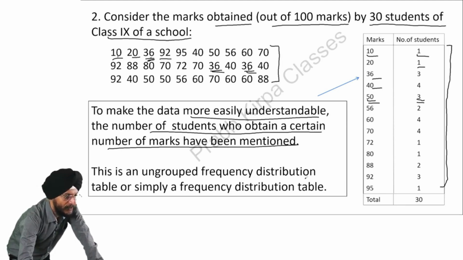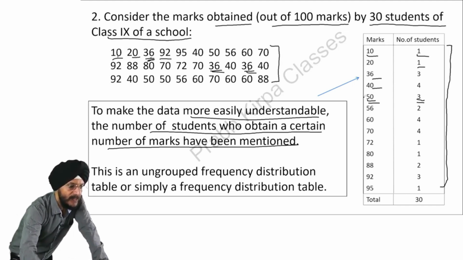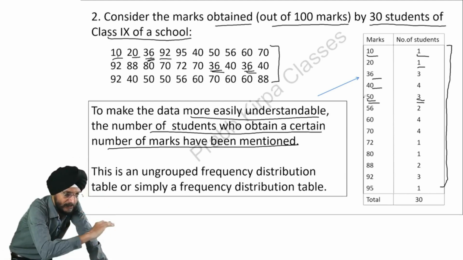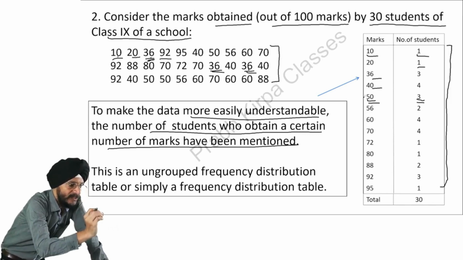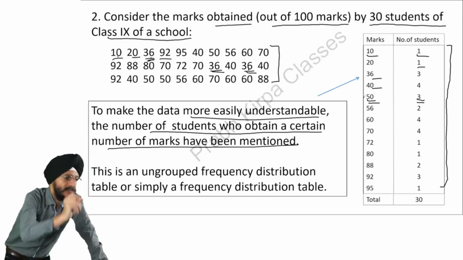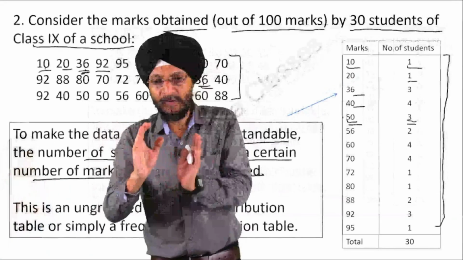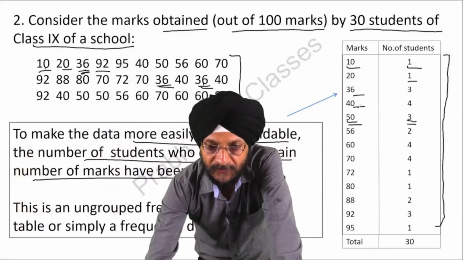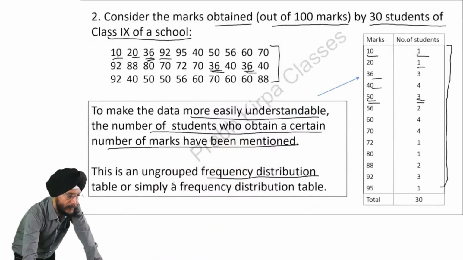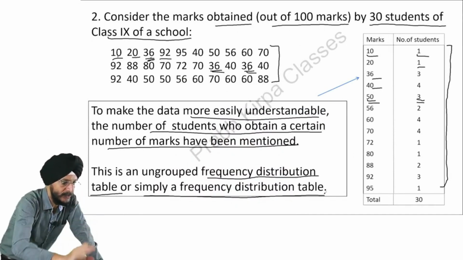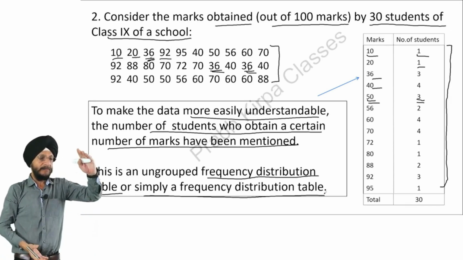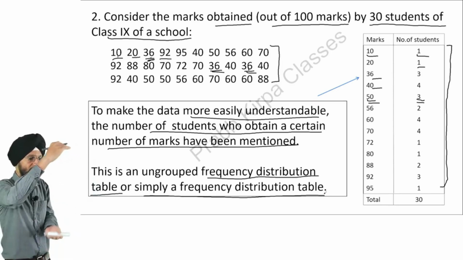This is an ungrouped frequency distribution table, because if we make groups, say 0 to 20, 20 to 40, 40 to 60, it will be a grouped one. But here we have mentioned only the marks and the number of students who obtained the relevant marks. This is the ungrouped frequency distribution table, or we can simply say a frequency distribution table, and the table may become very large if the number of students is very large.